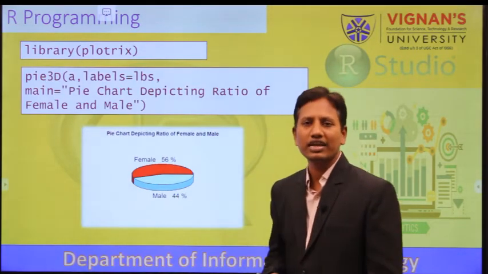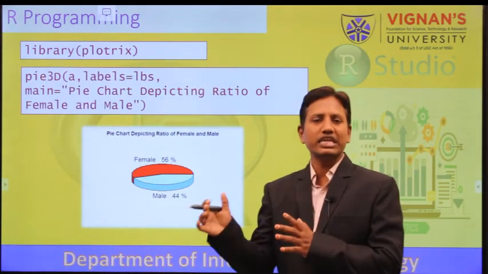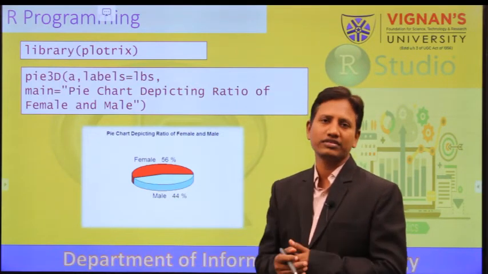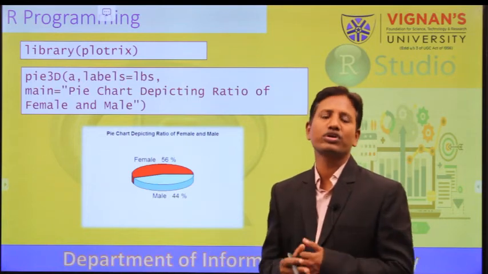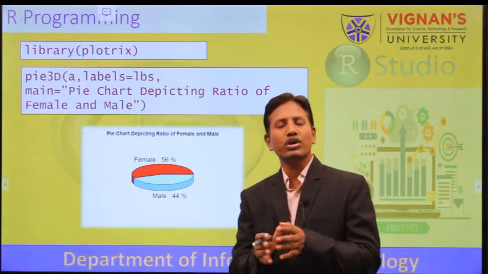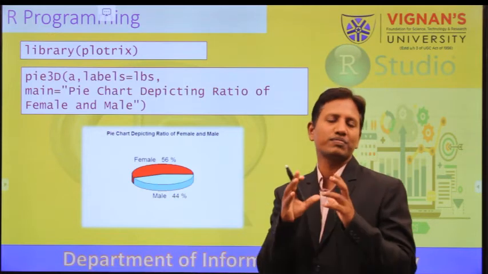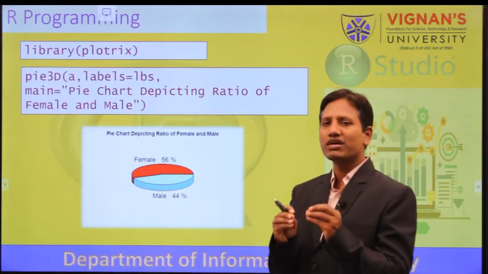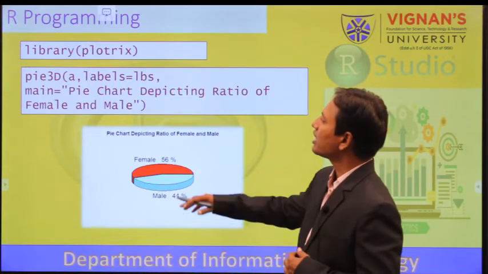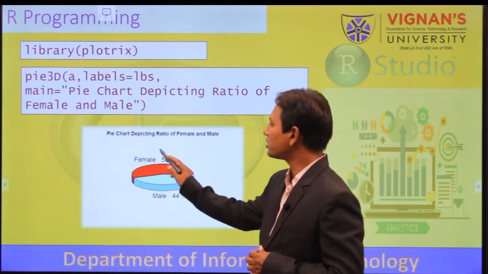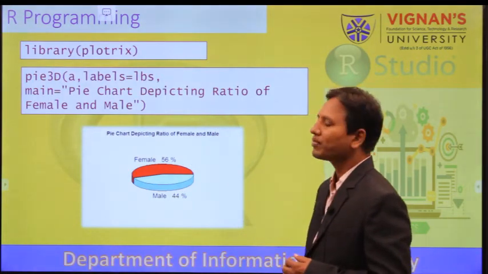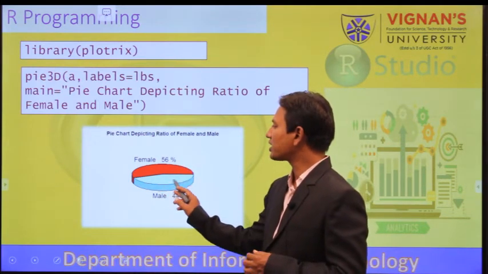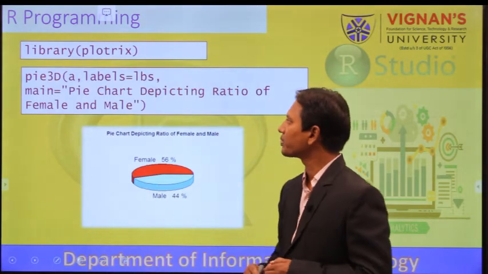We have calculated 112 and 88. We know that female people are 112 and male people are 88. And in total we have 200. So in 200, we have computed what is the percentage of 112 and what is the percentage of 88. And that value we have passed to this 3D one. And finally we have shown the graph in this format. The male is 44% and female is 56% with the colors. This is the pie chart.